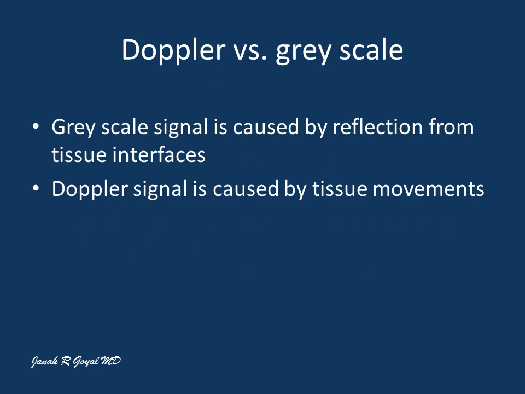So why Doppler? What is the difference between the Doppler and the grayscale image? The grayscale image is caused by reflection from the tissue interfaces, whereas the Doppler signal is caused by tissue movements. The best grayscale image is obtained when the sound beam hits the interface at 90 degrees, but the best Doppler signal is obtained when the sound beam is parallel to the flow.